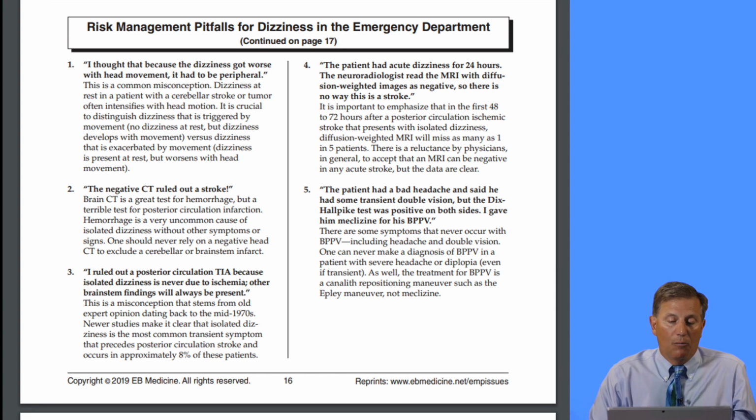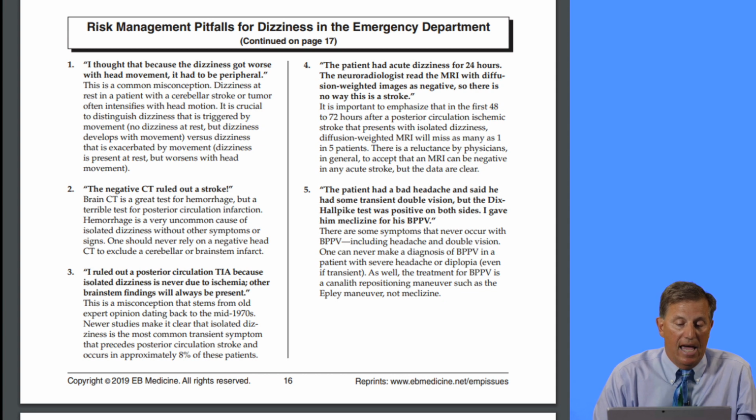Number three, I ruled out a posterior circulation TIA because isolated dizziness is never due to ischemia. Other brainstem findings will always be present. This is a misconception. You can have isolated dizziness in the setting of a posterior circulation TIA.